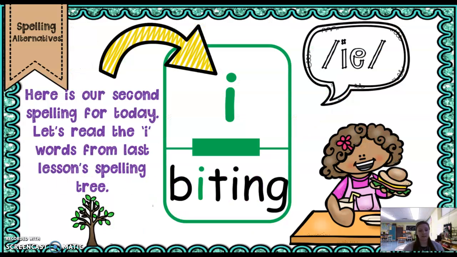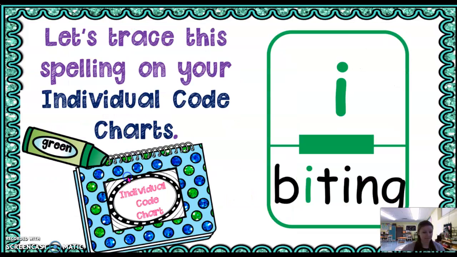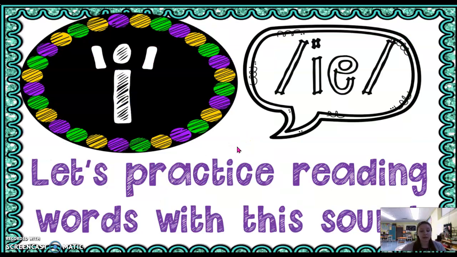Now let's take a look at our next one. Our second spelling for today is plain old letter I to make the I sound. Normally when you look at the letter I, you think I, but sometimes the letter I is going to make the I sound. For example, in the word biting. I, biting, right? Let's practice reading words that have the I sound and use the I spelling. And I want you to pay close attention. See if you can find out where the letter I is used in a word to make the I sound.